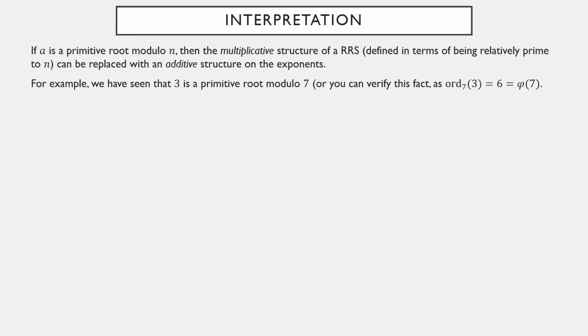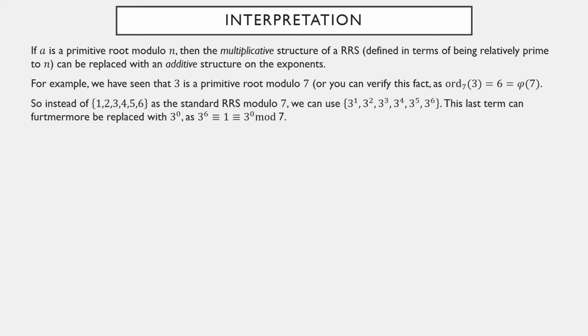So for example, we saw in the previous video, 3 is a primitive root mod 7. So instead of writing 1, 2, 3, 4, 5, 6 as the standard reduced residue system, we can write 3 to the first through 3 to the sixth. Most people would generally replace 3 to the sixth with 3 to the 0. 3 to the sixth is 3 to the order, which is equivalent to 1, and generally we would write that as 3 to the 0 is equivalent to 1. So usually instead of listing out the powers 1 through the order, we would start with 0 and go to 1 less than the order. So therefore, this set is a reduced residue system modulo 7.